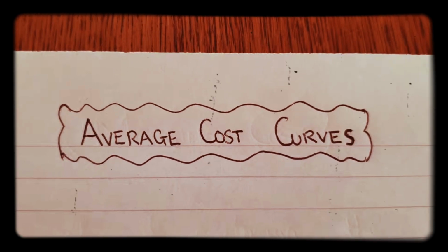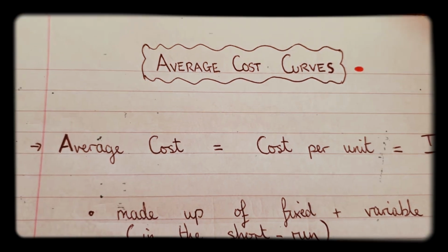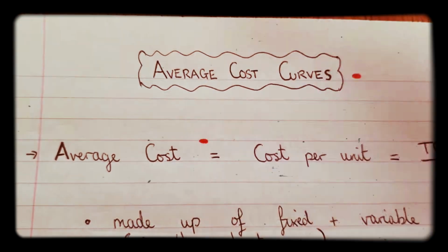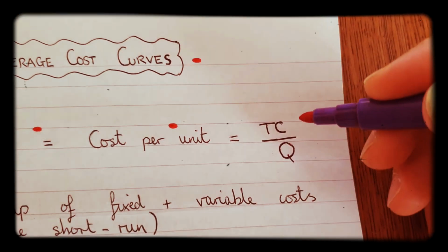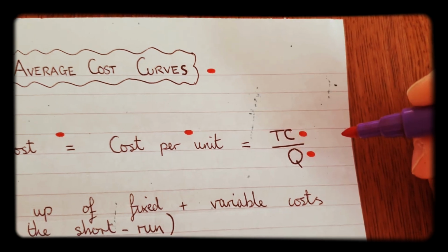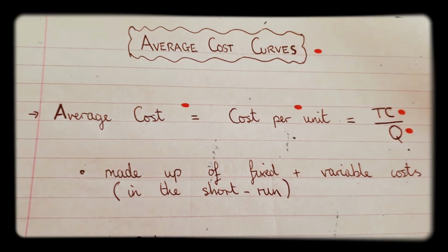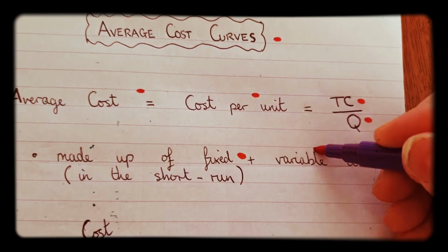In this video, we're going to be looking at average cost curves. If you've watched the other video I've made, you'll know that the average cost is also known as the cost per unit, and you can calculate this by doing total costs divided by quantity. You'll also know that average costs are made up of fixed and variable costs.